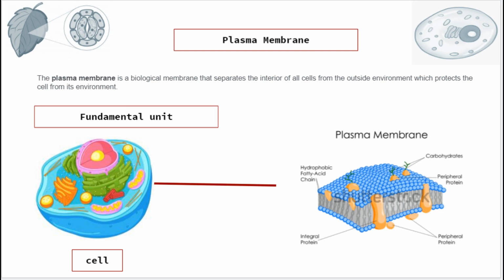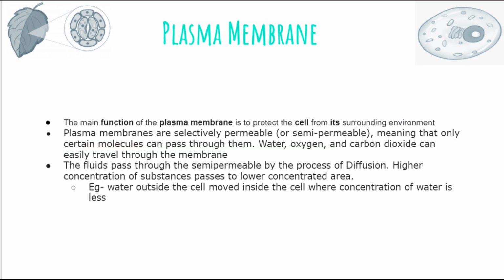Still, the plasma membrane has the capacity to control the transfer of material from inside to outside as well as from outside to inside. Therefore, the plasma membrane is also called the selectively permeable membrane or semi-permeable membrane. The transfer of molecules or chemical substances occurs due to the process of diffusion.